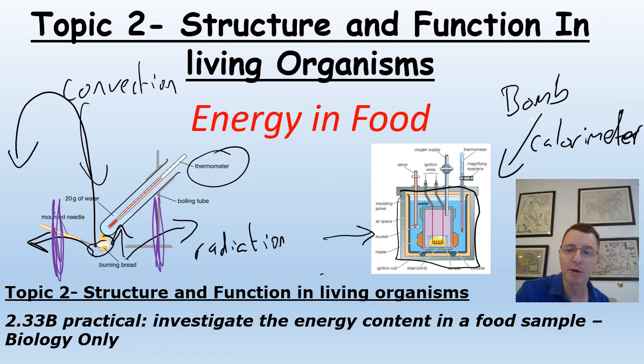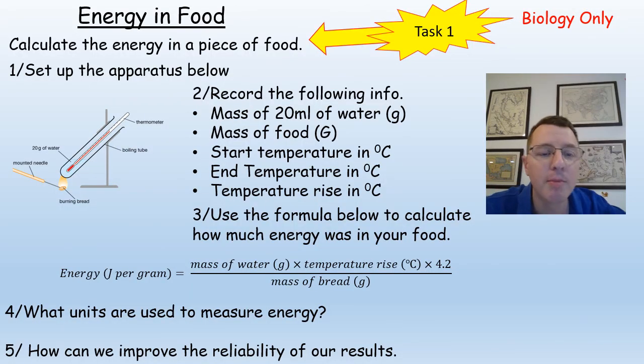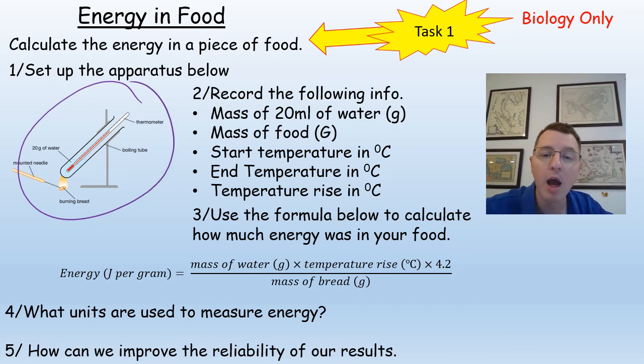So what's the actual method? Well, here's the method for you. First of all, you would set up the apparatus as we've described, and you would need to know the following pieces of information. You would need to know how much water have you added in particular the volume and the mass of that water. You'd need to, before you start, measure the mass of your food, and you'd need to know the start temperature before you carry out the investigation. You'd then need to also know the end temperature after you've burnt your food and heated that water and the food can no longer burn again.